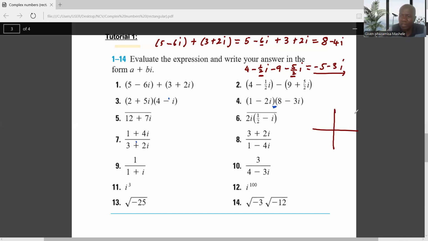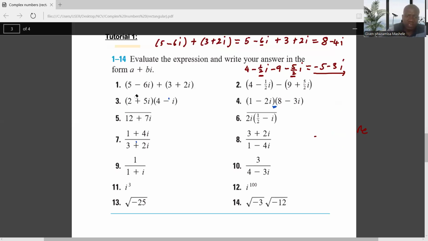And this is in the third quadrant, if we were to use an Argand diagram. Remember, this is the real, this is the imaginary. The a is negative 5 and the b is negative 3. So it will be in the third quadrant. So now we move on.